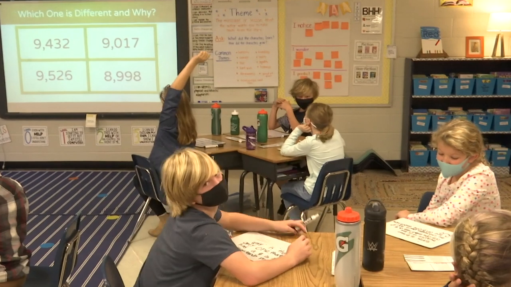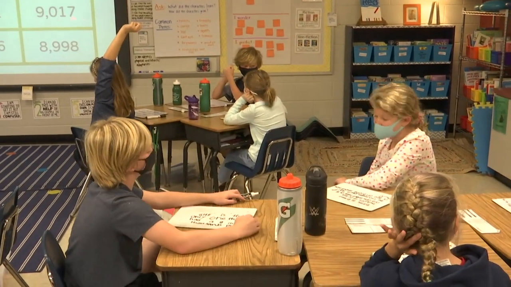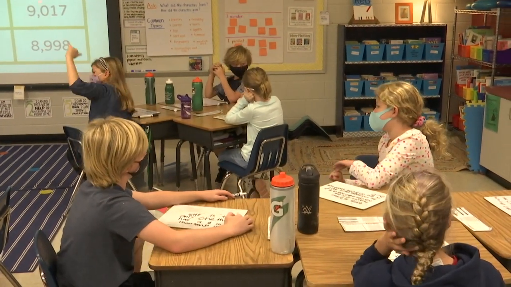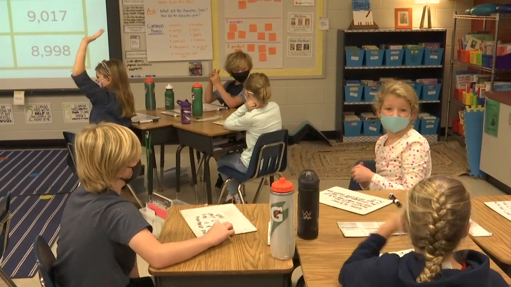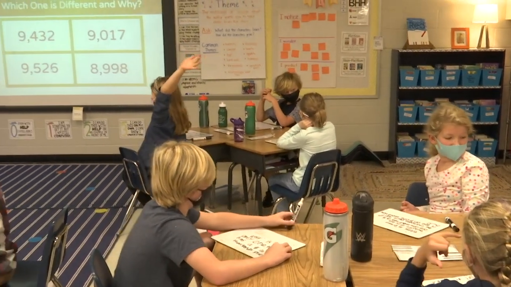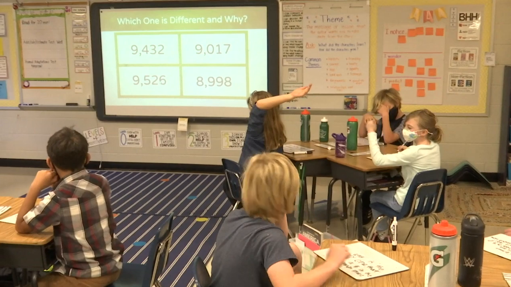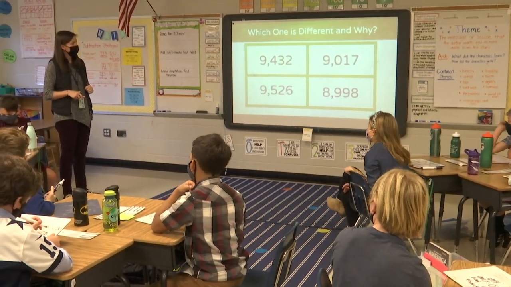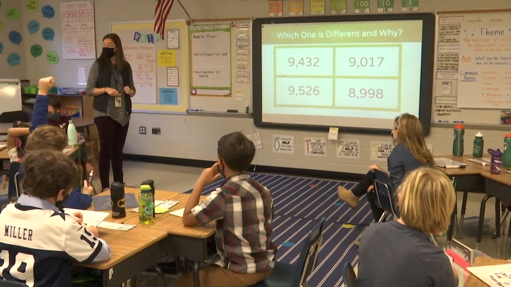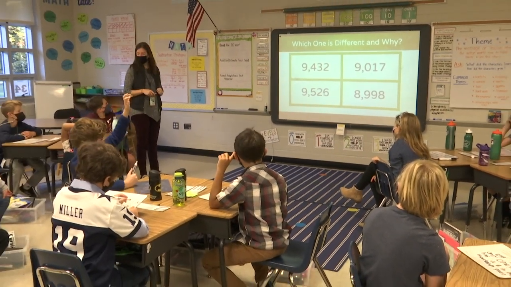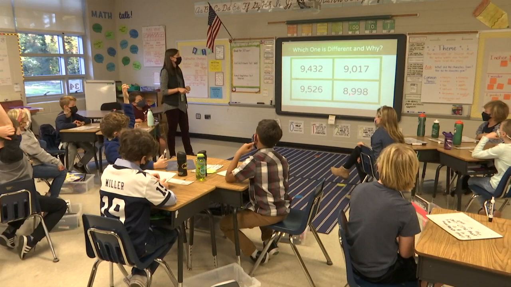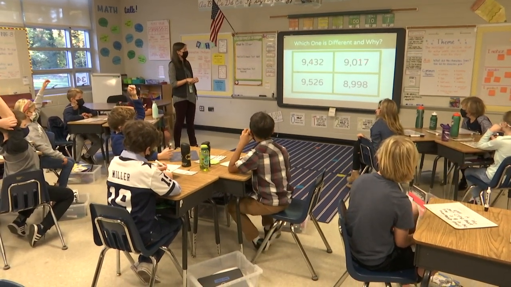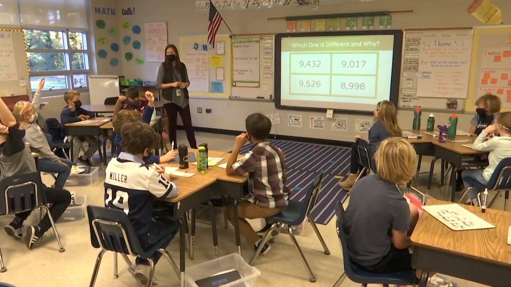Belle? 9,017 is the only one that has a 0 in it. Ooh, the only one with a 0 in a place value. Very nice. Do you want to go, Oscar? I think it's 8,998 because it's the closest to 9,000 and the only 8,000. Ooh, throwing a little rounding in there. I like that. This one is the closest to 9,000. Love it.